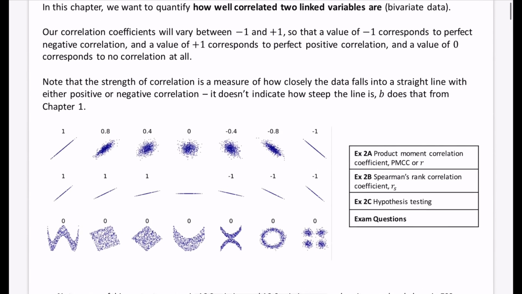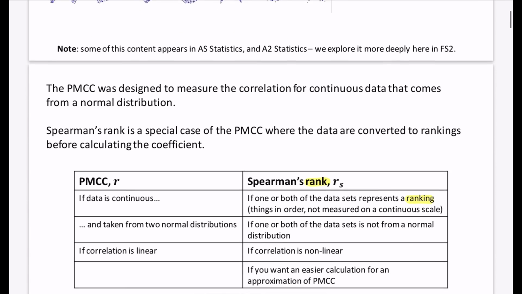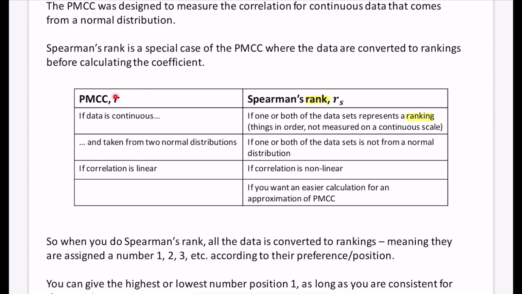So that's a bit of a summary about what's going to be going on in this chapter on correlation. We're going to start off in the next video looking at the product moment correlation coefficient, and then after that we'll be looking at Spearman's rank. So I will see you in the next video.